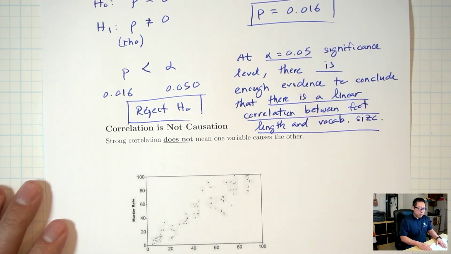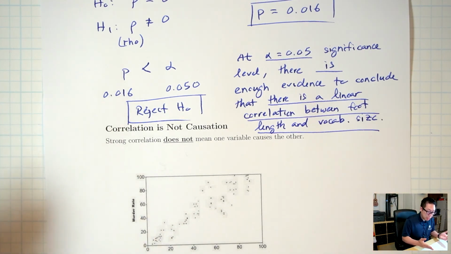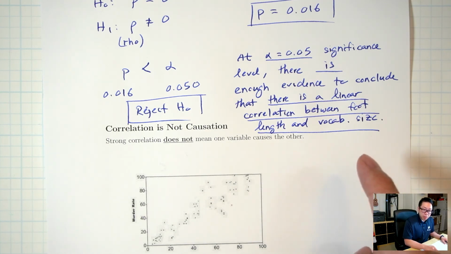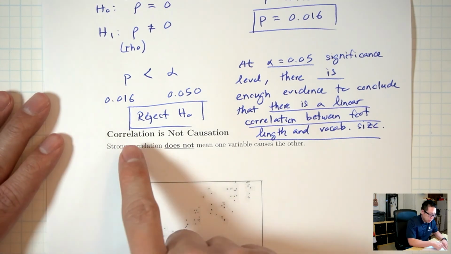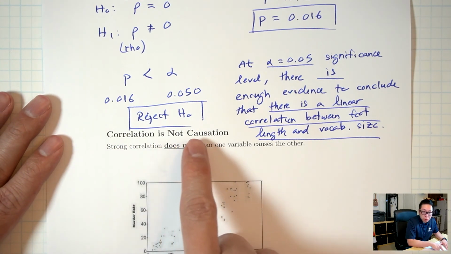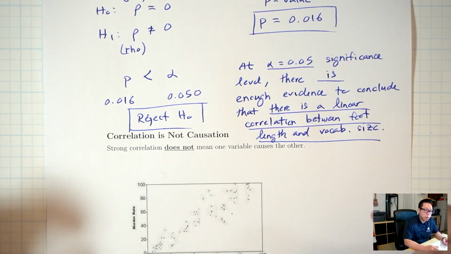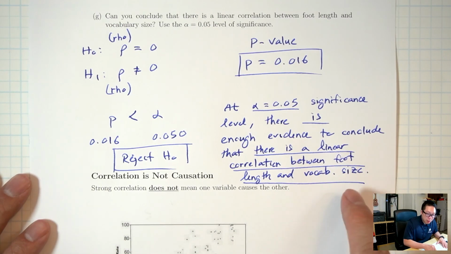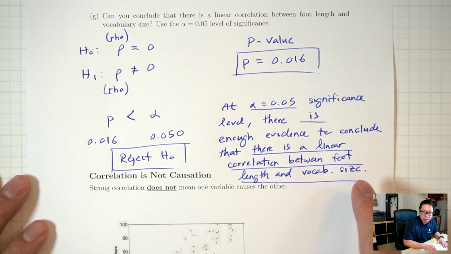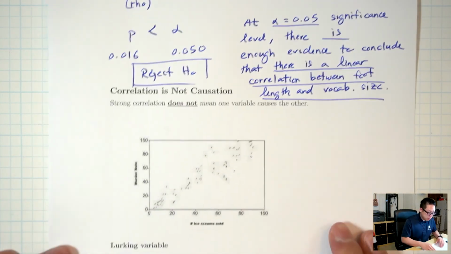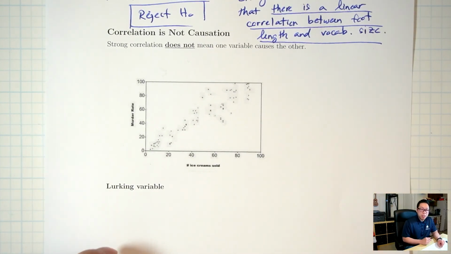Okay, so we came to the conclusion that there is a linear correlation between foot length and vocabulary size. So there is some relationship between foot length and vocabulary size. It's important to note that correlation does not equal causation. Just because two variables are correlated doesn't mean that one directly causes the other. Foot length doesn't cause vocabulary size. There could be a lurking variable, another variable that's actually a better explanation for the cause.